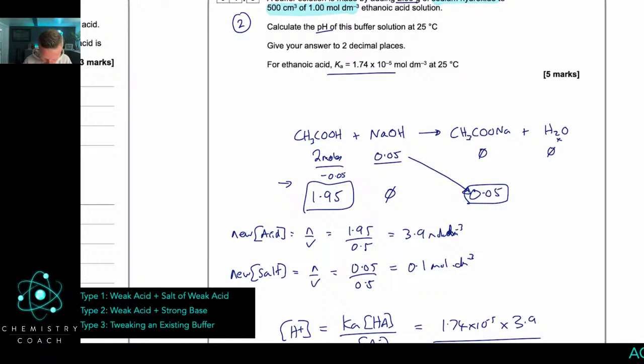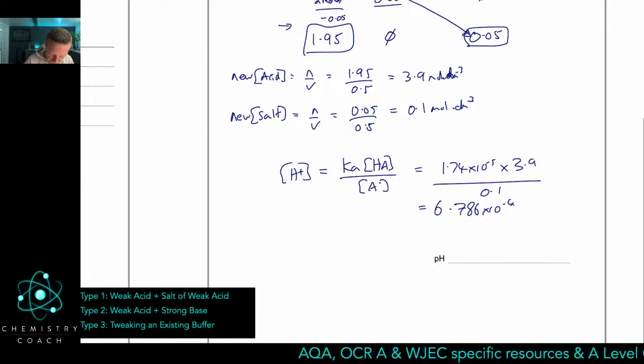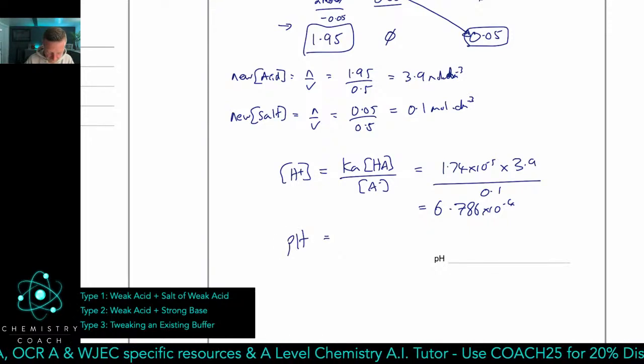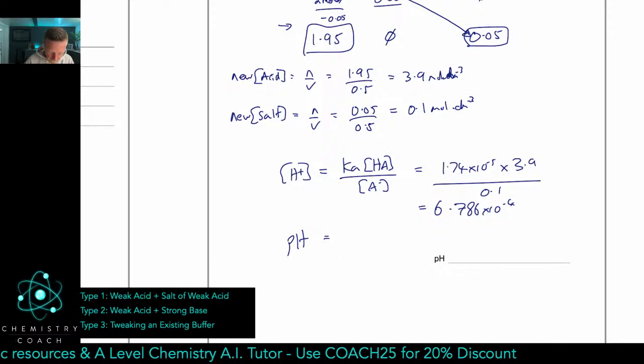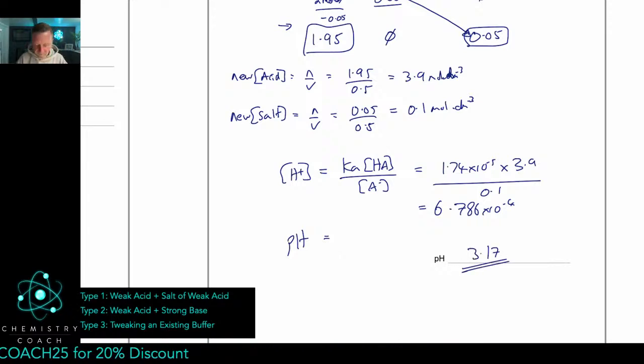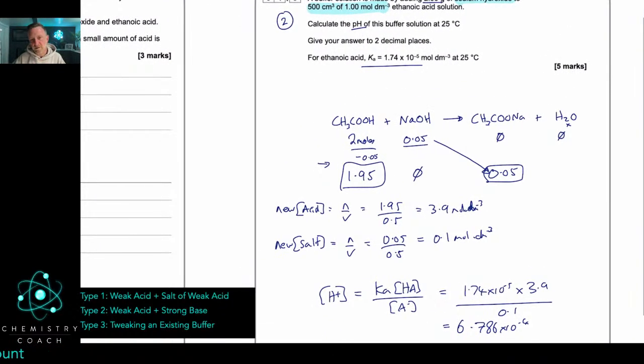And that is 6.786 times 10 to the minus 4. And then we're on the home stretch: pH is the minus log of that. So let's just do that. And that is 3.17. Okay, so that's how we go about type 2.